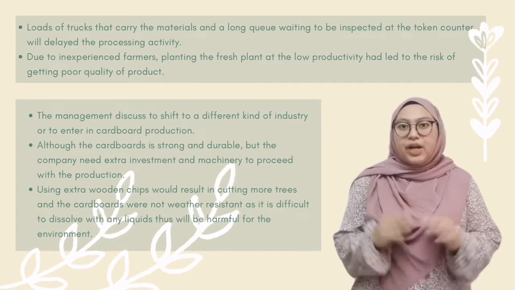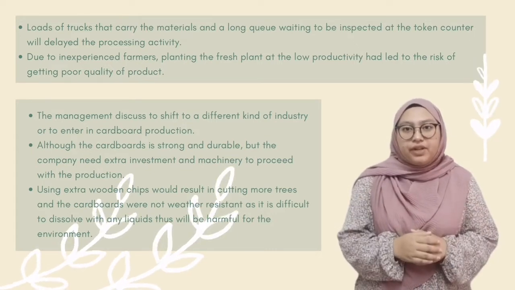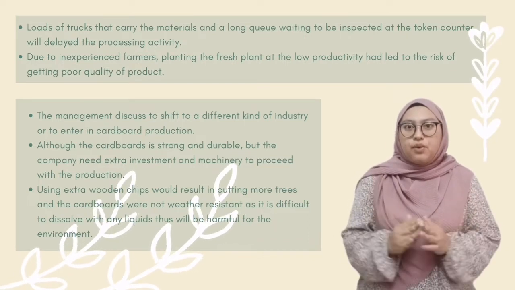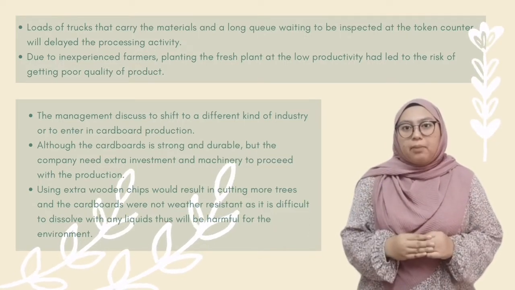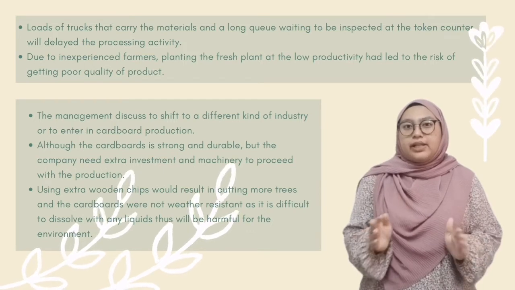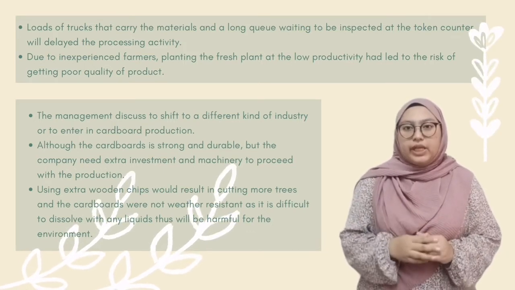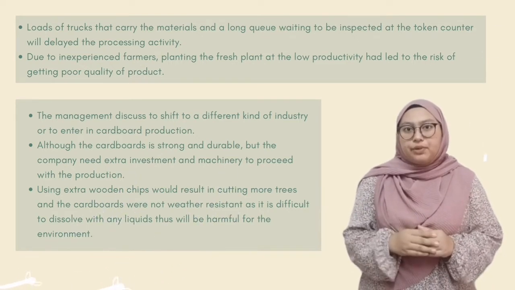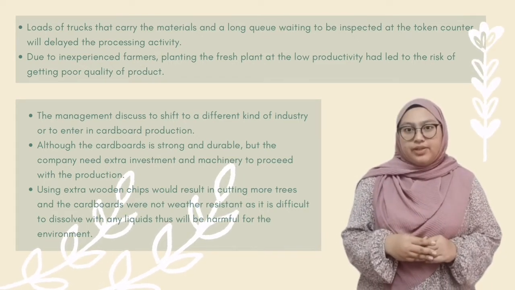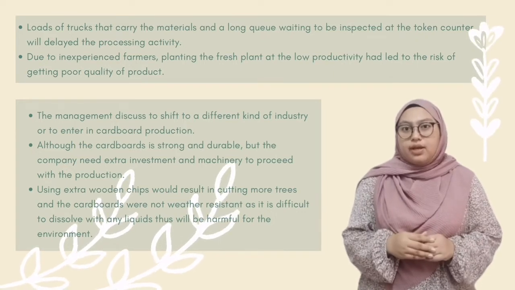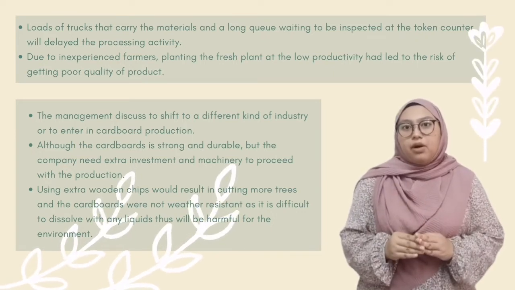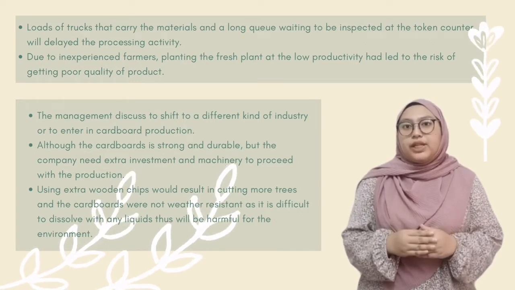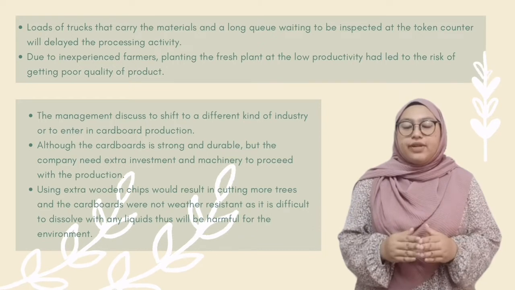The discussion between higher management is whether to shift to a different kind of industry or to enter into cardboard production. Even though cardboards were highly strong and durable, the company needed to prepare additional investment and extra machineries that would be costly. Using extra wooden chips to produce cardboard would be dangerous to the environment since they were not weather resistant and led to cutting more trees. Now, the management is in a dilemma whether to focus on resource sharing with a sugar mill or expand production in cardboard in a way that can save the environment.